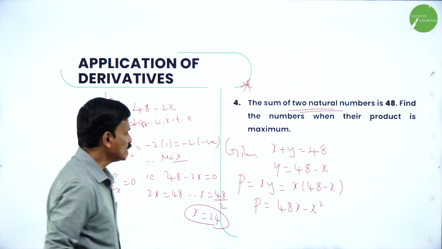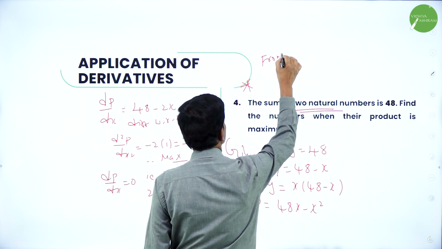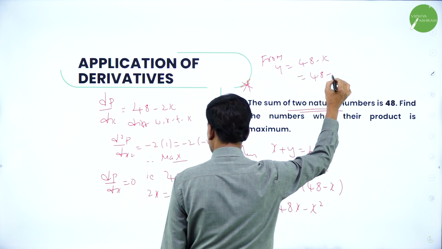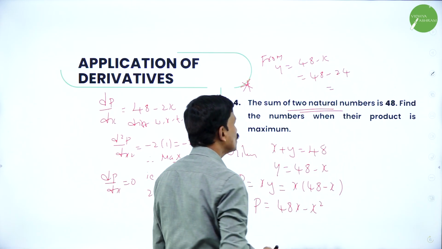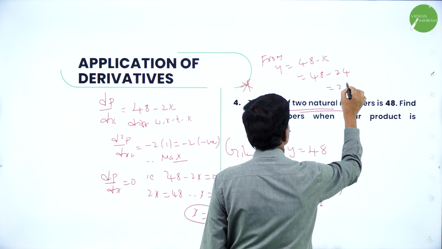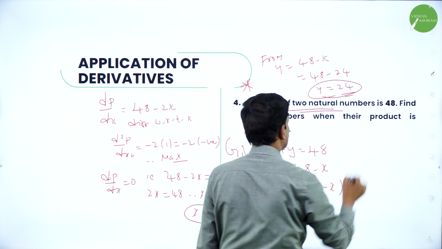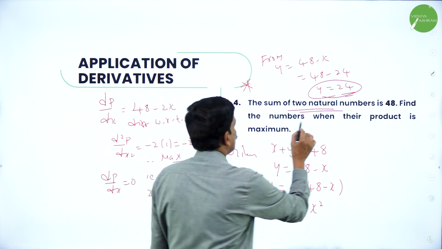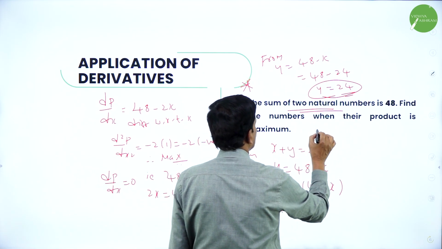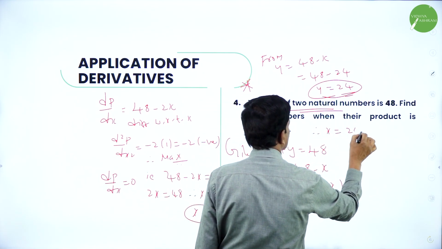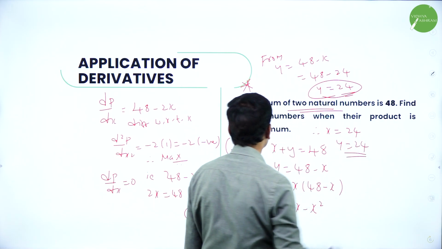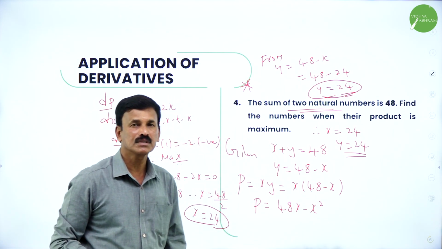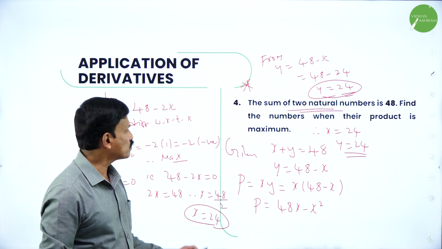One number is 24. So from this, y is equal to 48 minus x, that is 48 minus 24, which is again 24. Y is also equal to 24. If you add 24 plus 24, it is 48. So the two numbers are x is equal to 24 and y is also equal to 24. At 24 and 24 their product is maximum, right? That's it. Okay, now move on to the next problem.